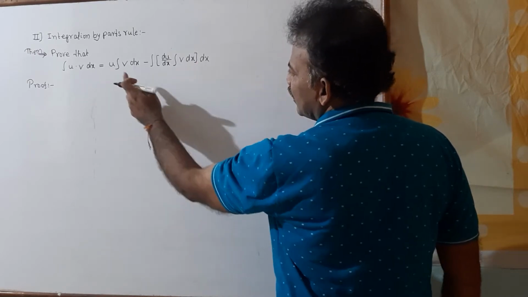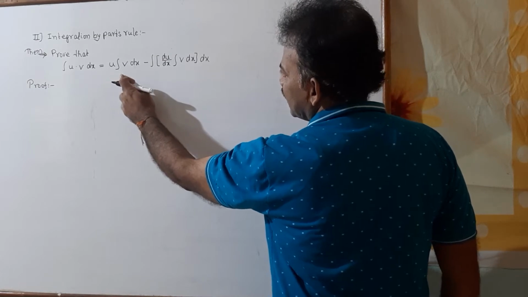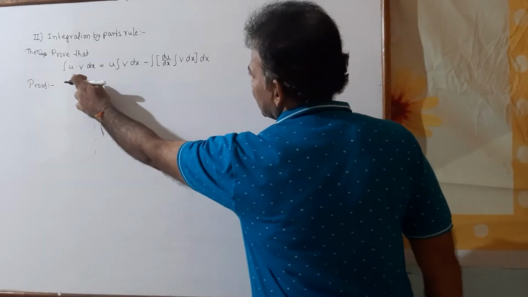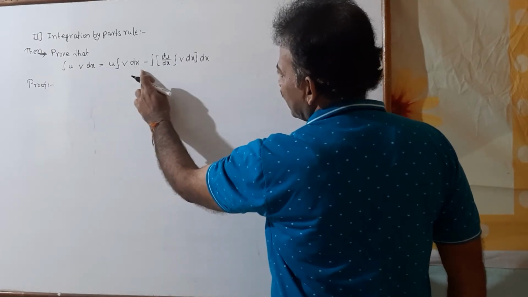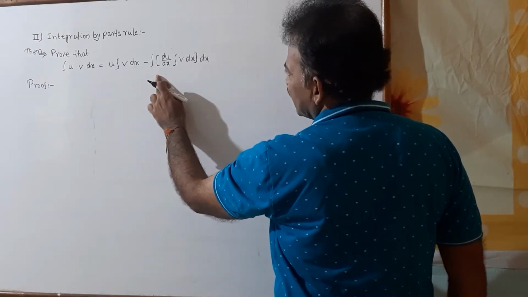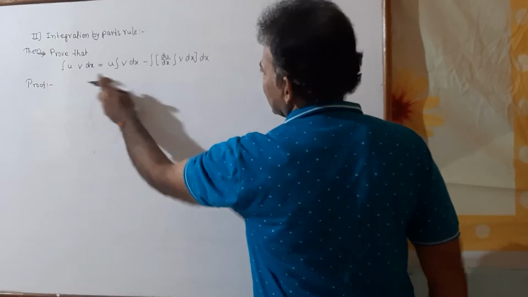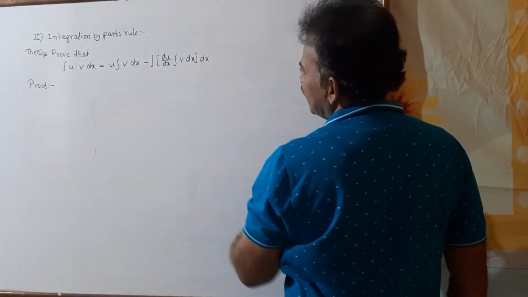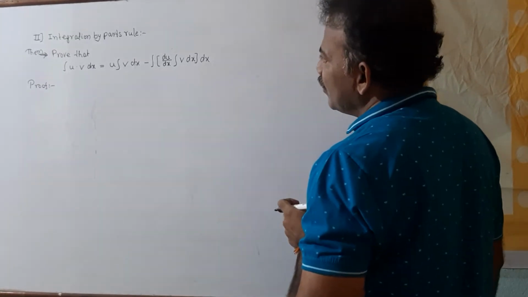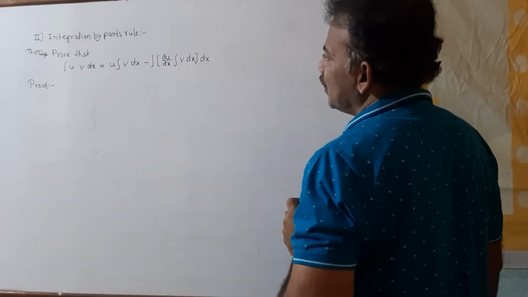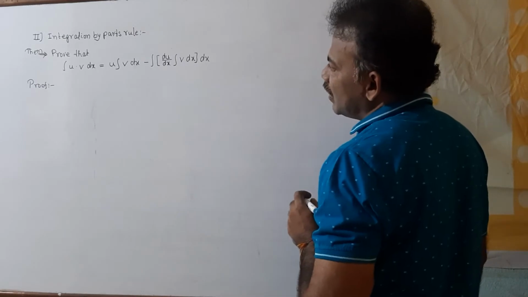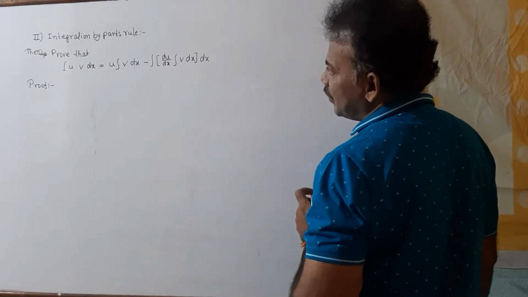So what is the formula? First function same, take integration of the second function. Here u is the first function, v is the second function. So write u first, integration of v dx, minus sign, integration, take the derivative of this first function, du by dx, integration of v dx, dx. So this is the formula, very simple, and the proof is also very simple. Within 3 steps we can prove this formula. See here how it can be proved.